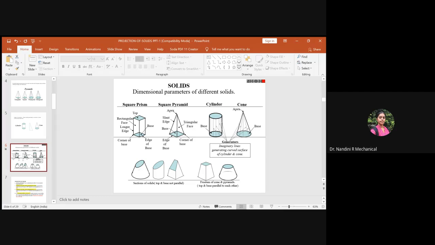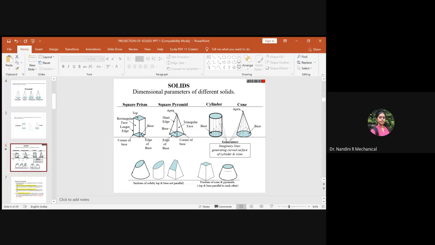If it is cut inclinedly, this is the remaining part of the cylinder. And this is a square pyramid. If it is cut inclinedly at a particular angle, then this is a section. How does it look like? Hence these are called sections of solids.